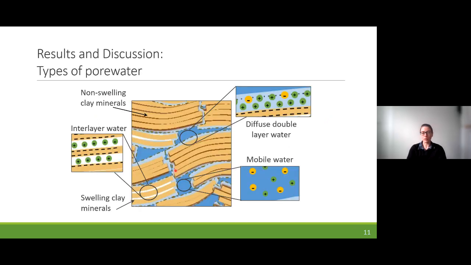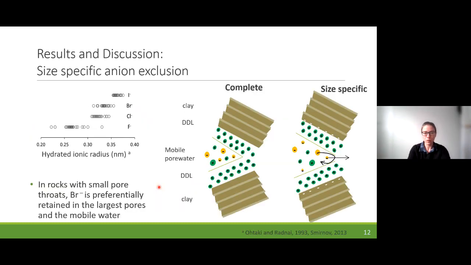So again, we need to understand the types of pore water we're extracting. The paper absorption method aims to extract just the mobile water from the largest, most interconnected pore spaces, whereas the crush and leach method will extract both diffuse double layer water and mobile water and interlayer water. So it samples everything. So why should this make a difference to chloride-bromide mass ratios?